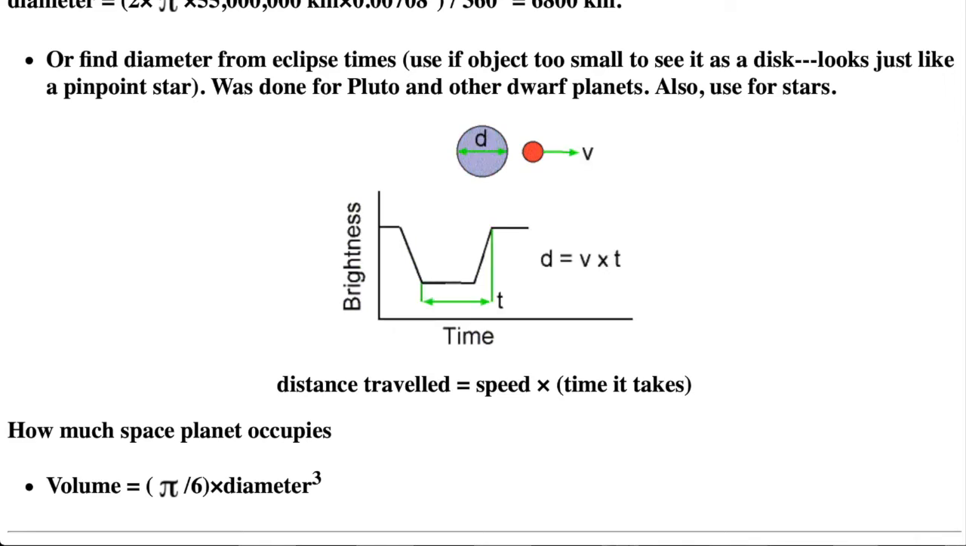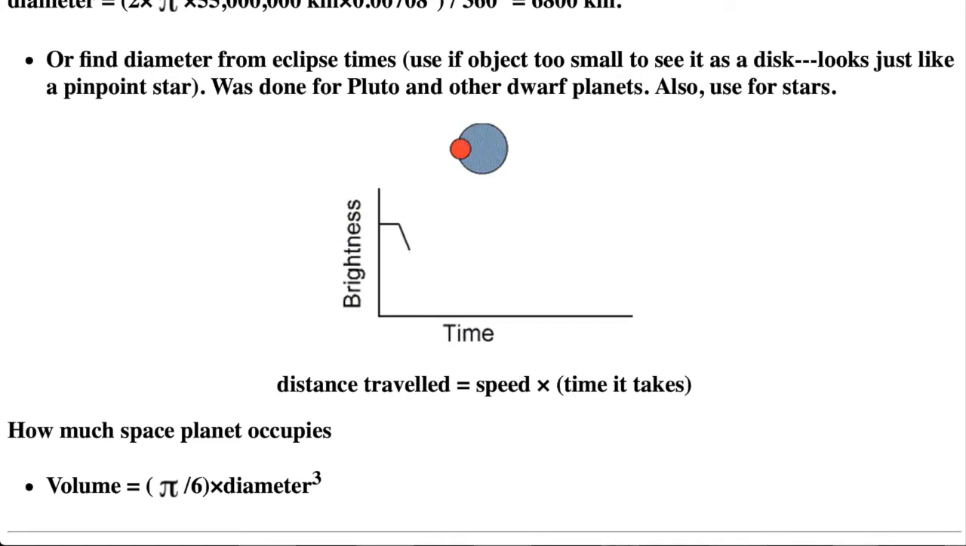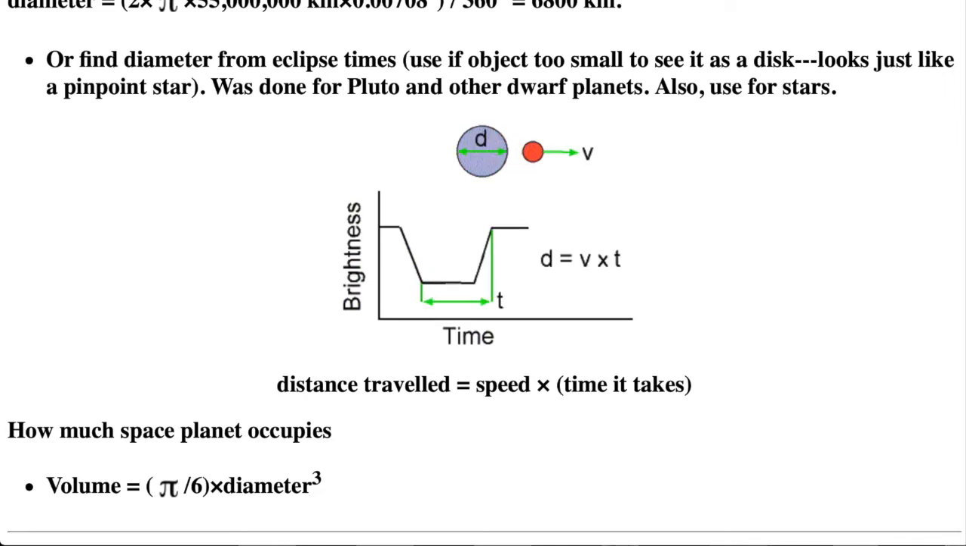Once you know the diameter, then how much three-dimensional space it occupies, its volume, is just pi divided by 6 times the diameter to the power 3. The power 3 comes from the 3 dimensions of space we live in.